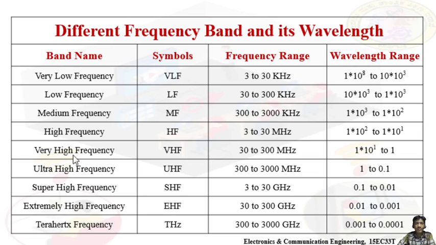Similarly, for the very high frequency, the frequency range is from 30 to 300 megahertz. The wavelength will be 10 to 1 meter. Similarly, for the super high frequency, 3 to 30 gigahertz, the wavelength will be 0.1 to 0.01 meter.